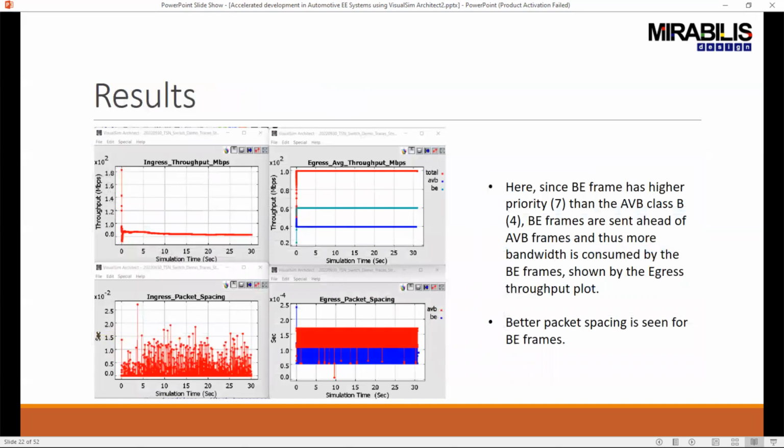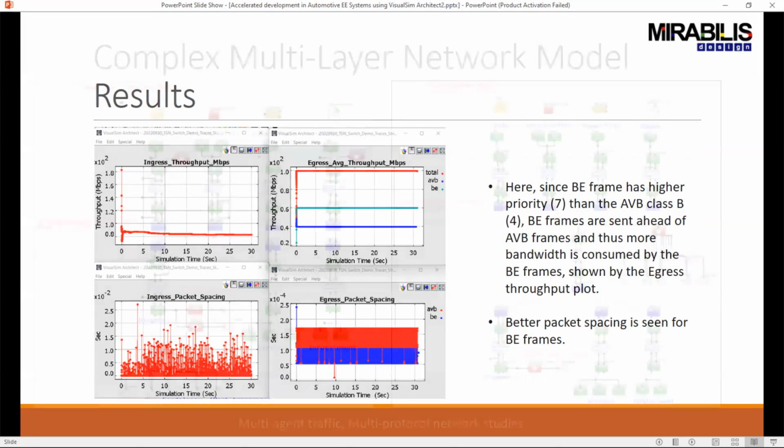These are the results that we got, and we could see that since we are using a strict priority scheduler, the best effort frame, which is a priority 7 frame, is given the highest priority here. So the best effort frame uses 60 megabits per second, while only 40 megabits per second was given to the A/B frame. Here the better performance is presented by the best effort frames. So we could clearly see the benefits and impacts of using a credit-based shaper versus a strict priority scheduler.